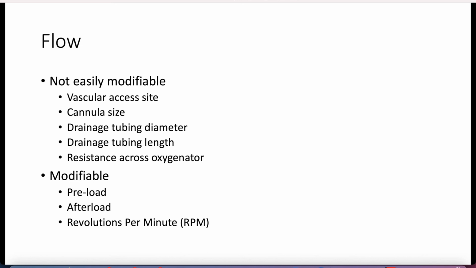However, there are many not easily modifiable factors, such as the vascular access site, size of cannula, the length and the diameter of the tubing, and so on. This is why you need to think carefully about the circuit components so that you are not in a situation where oxygen delivery is compromised.